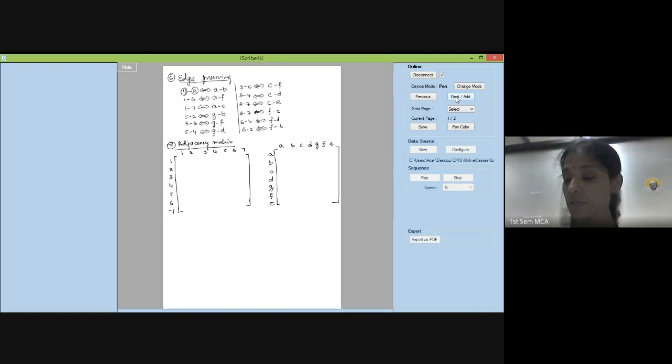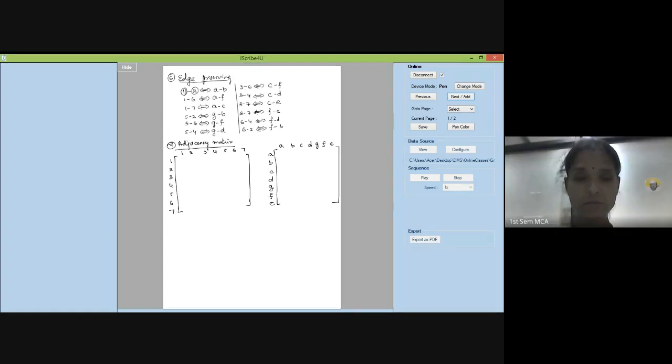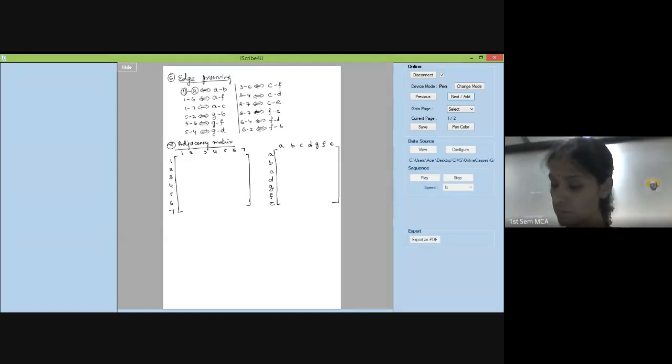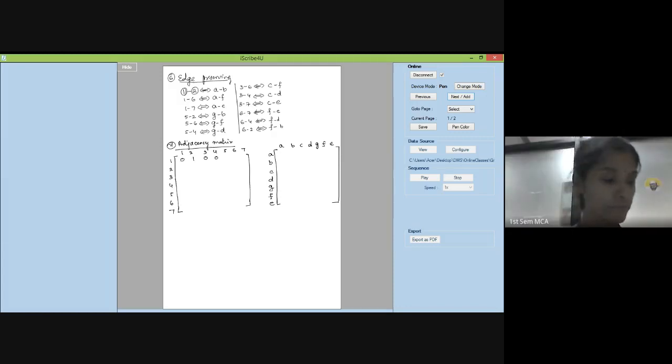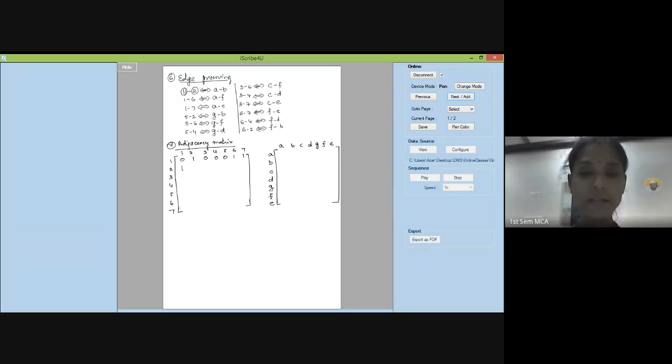Can you tell me the adjacency matrix, whether they are matching? Yes, ma'am. 0 1 0 0 1 1. Yeah, tell me. G you're telling or H? G. Both are same anyway. 0, 1, 0, 0, 0, 1, 1. Did all of you others get it or not? Yes, ma'am. Don't simply say yes; this will be asked in the internals next week.